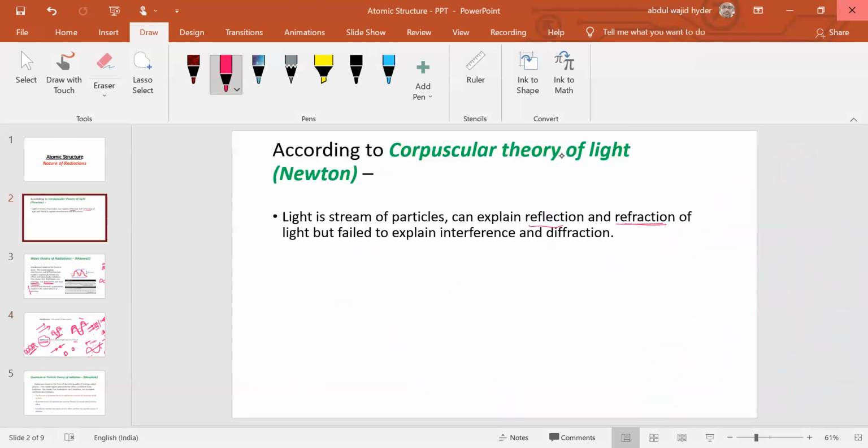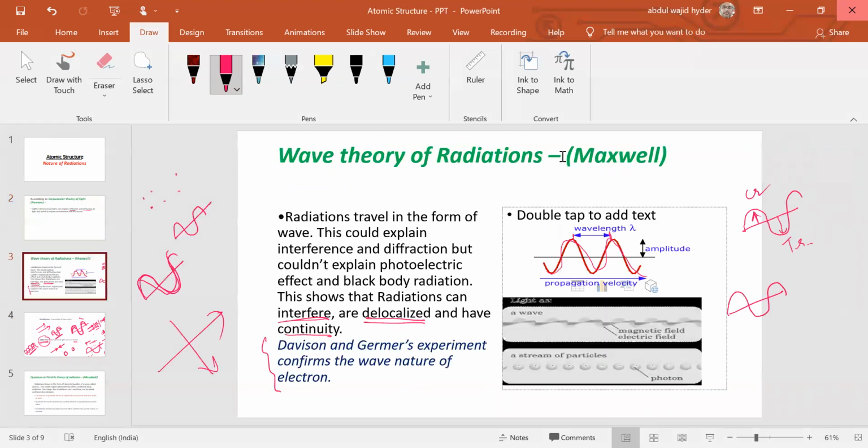So now what have you done? You have said that the corpuscular theory of Newton, that is light is a stream of particles, can explain reflection and refraction, but is unable to explain interference and diffraction. And then the wave theory of radiation, which was given by Maxwell, according to which light travels in the form of wave.